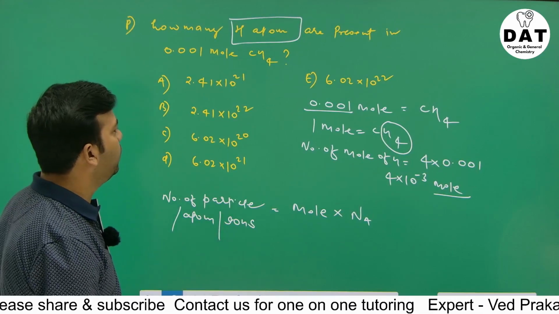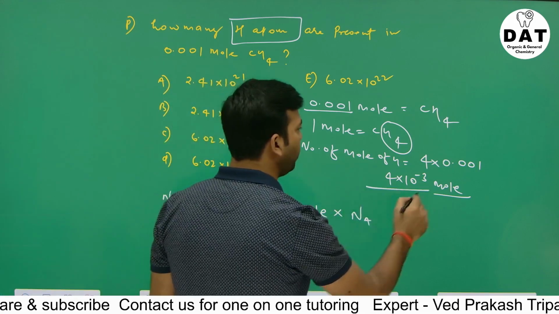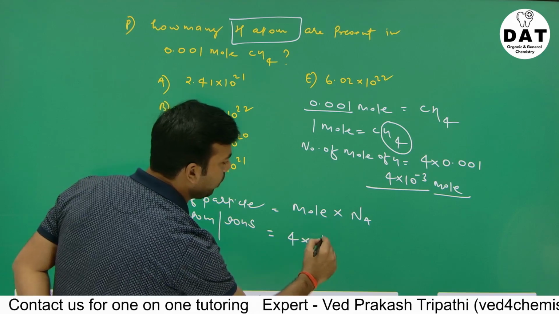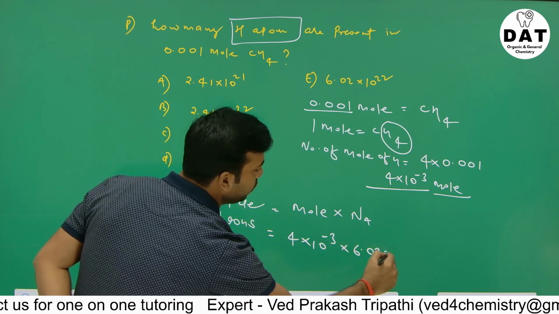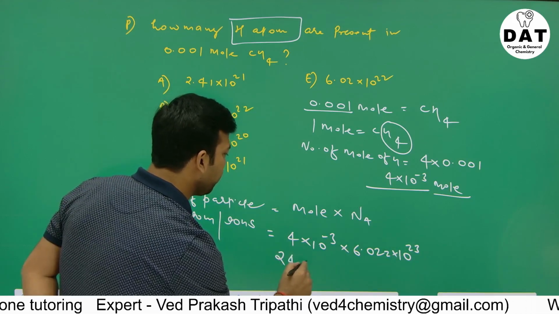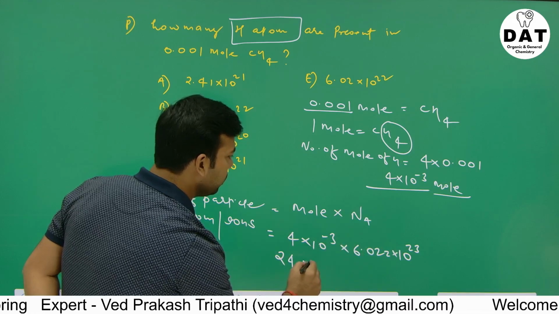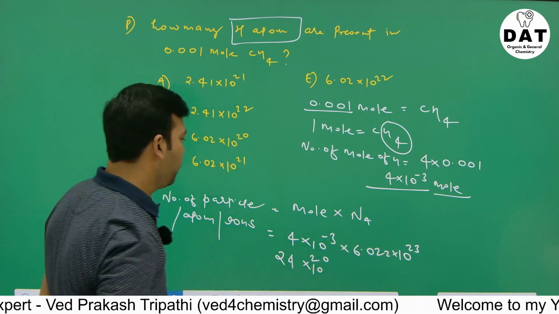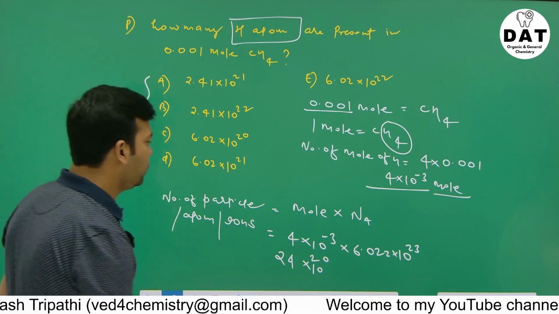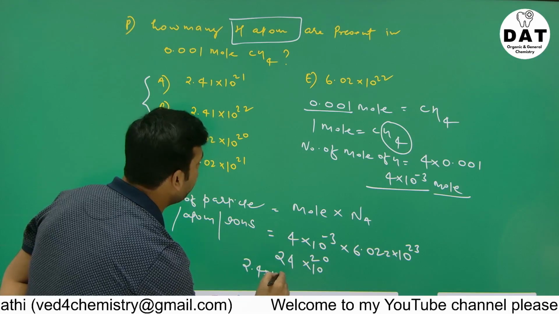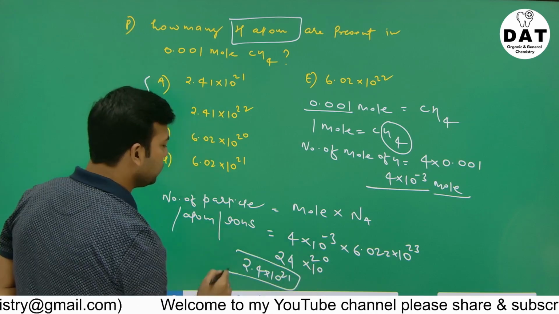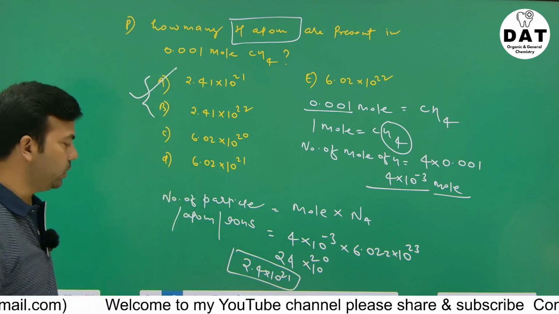So number of hydrogen atoms means you have 4 into 10 to the power minus 3 mole of hydrogen. So number of atoms is what? 4 into 10 to the power minus 3 into 6.022 into 10 to the power 23. How much? So 6 times 4 is 24, and 23 minus 3 is 20, 10 to the power 20. So 24 into 10 to the power 20, this is 2.4 into 10 to the power 21. Makes sense? So A will be the right choice.